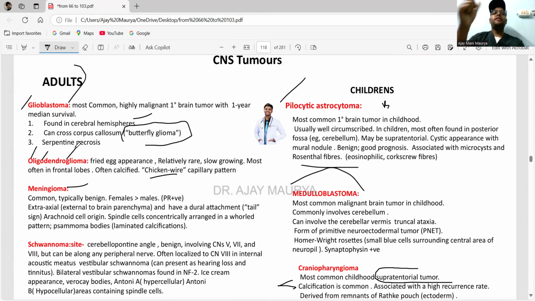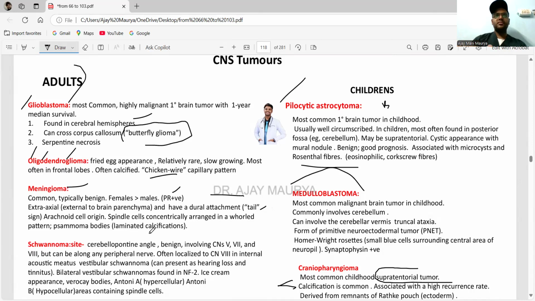Next one is the meningioma, most commonly typically benign. They will ask which tumor is associated with progesterone. It is the meningioma. They will also ask which brain tumor is associated with the tail sign. Tail sign means having a dural attachment, with arachnoid cell origin.